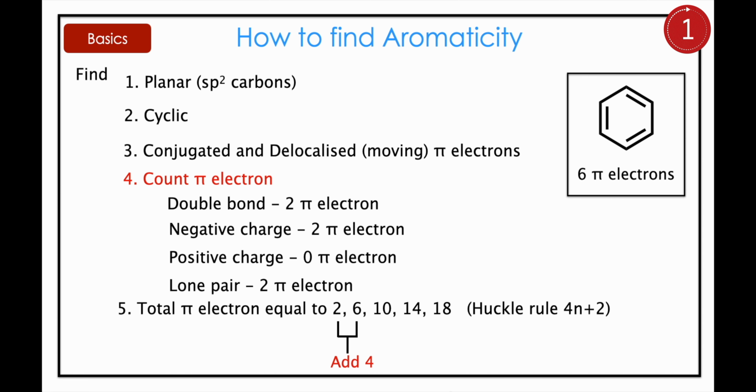Then the total pi electrons should be equal to 2, 6, 10, 14 and 18. Basically we are adding 4 and 4. In Huckel rule it is 4n+2 pi electrons. If you put n equals 0, it gives 2. n equals 1 means 6. So on and so forth.